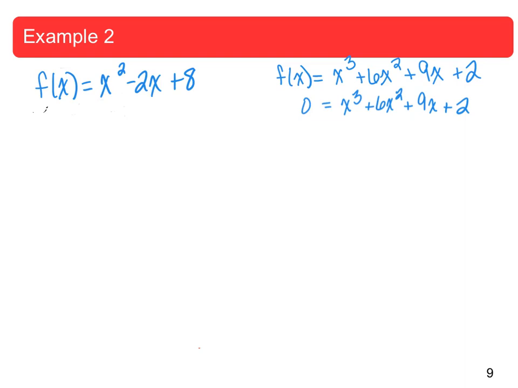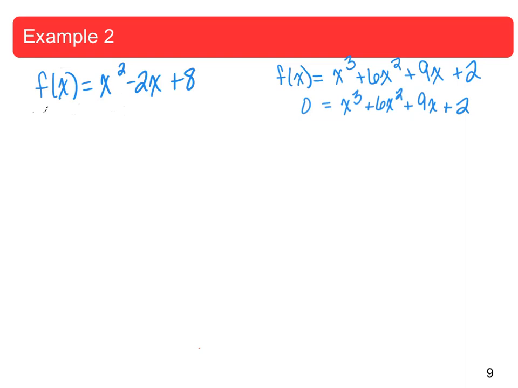There are only 4 numbers that you should test for synthetic division. What are the 4 numbers that could possibly be one of the solutions? Excellent. Plus or minus 1 and plus or minus 2. Tell me how you got that. Good. It's the factors of the 2. So you don't need to test 3 or 4 or 5 or anything like that. You only need to test plus or minus 1 and plus or minus 2.